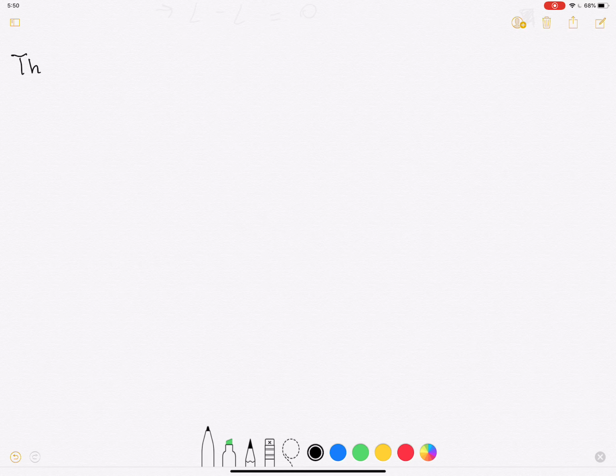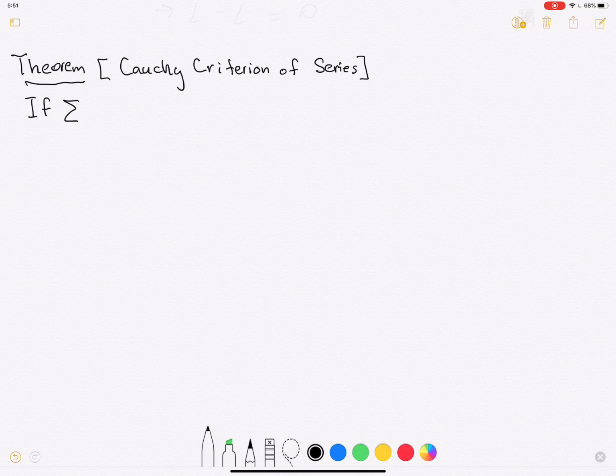Now we're going to go to theorems on the series called the Cauchy criterion of series. If the sum of a_n is a series, then the following are equivalent. I'm just going to write it that way from now on, because we might see a lot of these coming up.